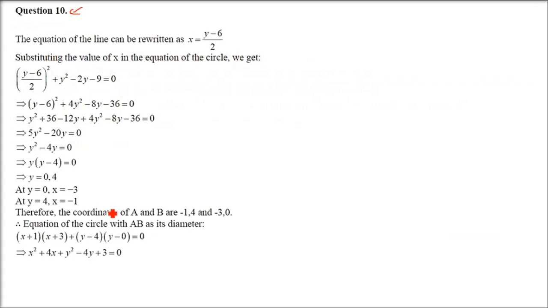Question number 10. The line 2x minus y plus 6 equals 0 meets the circle x square plus y square minus 2y minus 9 equals 0 at A and B. Find the equation of the circle on AB as diameter.